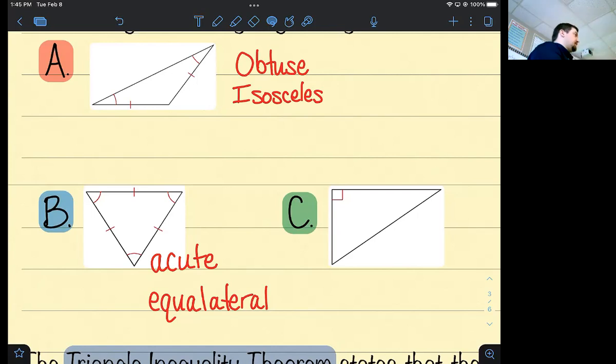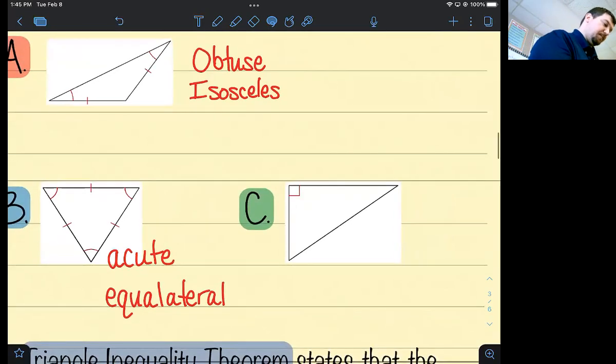They'll be similar. And then example C, what kind of triangle do I have here, Oliver? Acute, right, or obtuse? It's a right triangle. Okay. And Carter, would you say it's equilateral, isosceles, or scalene? Scalene, excellent.